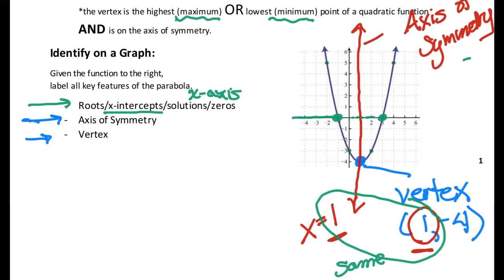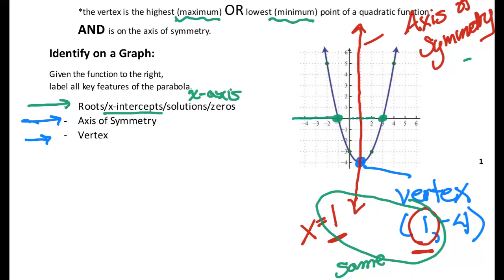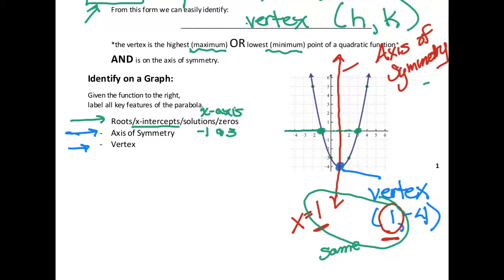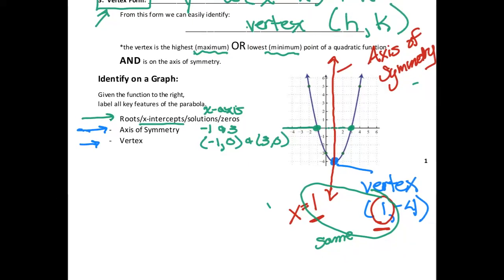So what are those 2 points? We can just say the value itself because we know it's on the x-axis. We can say it is -1 and 3. -1 and 3. It's on the x-axis. You could also write them as an ordered pair: (-1, 0) and (3, 0). That's up to you. Questions on that?